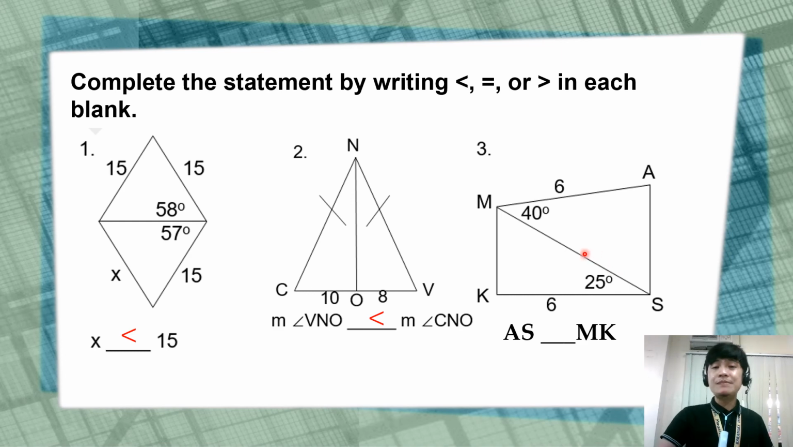Dahil mas malaki si angle AMS kay angle MSK, lumalabas na yung opposite side ni angle AMS na AS ay mas mahaba kumpara kay segment MK. Therefore, the appropriate symbol that we are going to enter here is segment AS is greater than segment MK. Bakit? Si segment AS ay opposite side nitong 40 degrees at si MK ay opposite side nitong angle na 25 degrees. Dahil mas malaki si 40 degrees, mas mahaba tong AS pag kinumpara kay MK. Kaya AS is greater than MK.